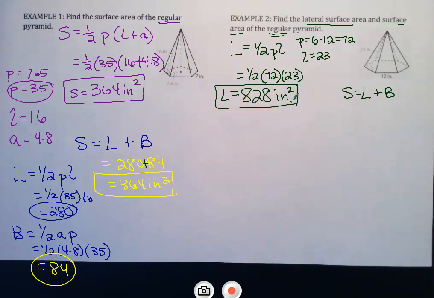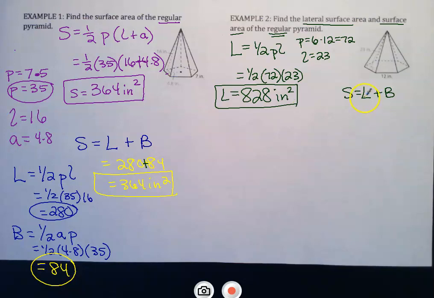Now we need to find the surface area of the regular pyramid. So the lateral surface area, what did I find? What did I just find the area of? The lateral surface area. What is that? Is that the area of the hexagon or the area of all the triangles? All the triangles, right? It's the lateral. It's the stuff that's coming up.